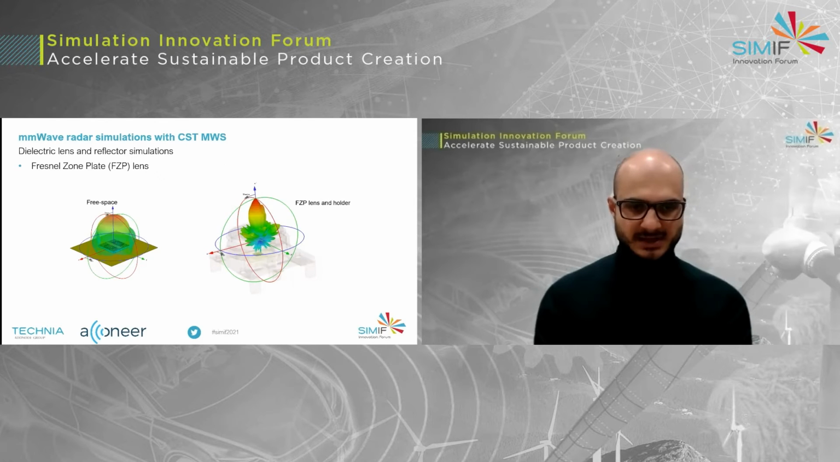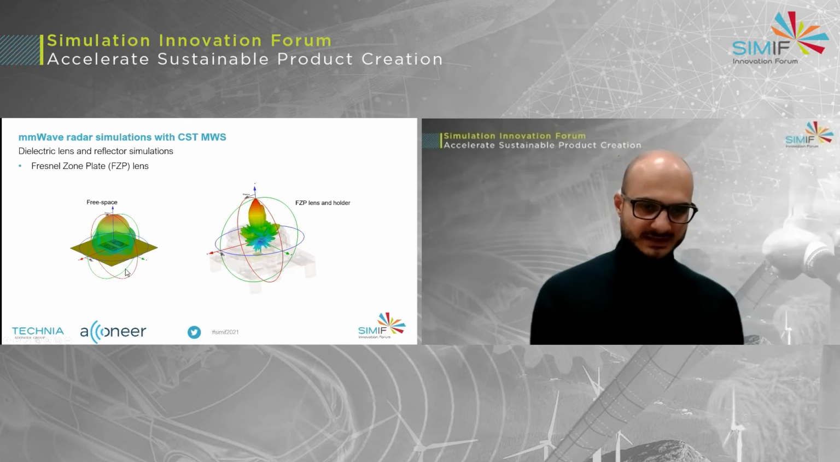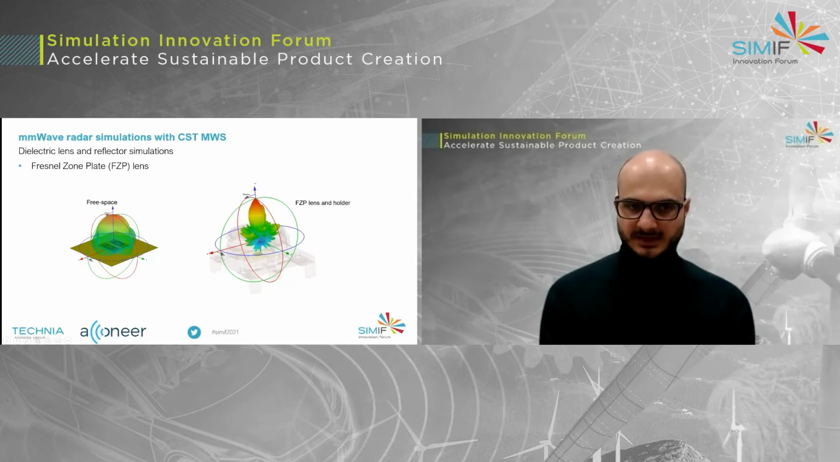As I mentioned, the main advantage of adding a lens would be to narrow the beam width and also increase gain. So in this slide, you can see on the left side we have the radiation pattern of the sensor in free space, and on the right side we have the radiation pattern where we added the FZP lens, and you can see that the radiation pattern is narrower, and the gain increased as well.